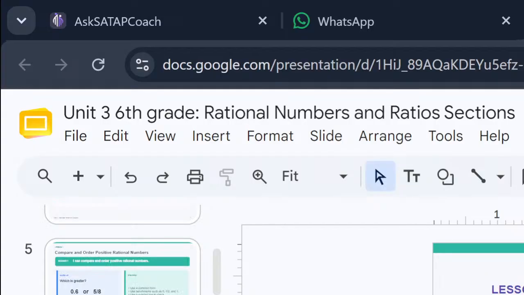So homework, number 1, compare using less than, greater than, or equal to: 0.68 and 2 over 3. Number 2, order from least to greatest: 55%, 0.6, 5 over 8. Number 3, compare 3 over 5 and 0.62. And then number 4, order from greatest to least: 0.75, 7 over 10, 72%. Explain one strategy you use.